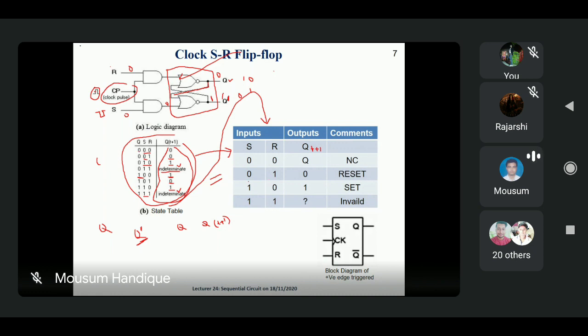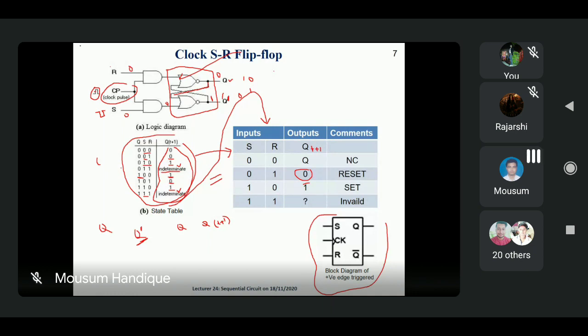So when S equal to 0 and R equal to 1, it is reset, so the reset value is always 0. When 1 0, it is 1. If you remember this particular table, then you can find all the possibilities of the binary sequence. 1 1 means it is invalid. So this is the block diagram of the positive edge trigger, and this table we are using as a positive edge trigger.